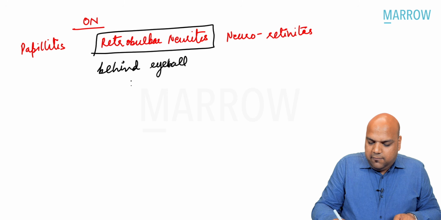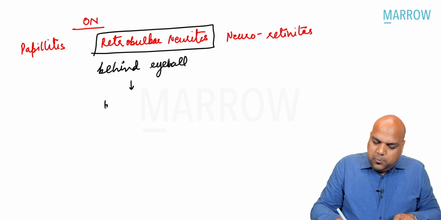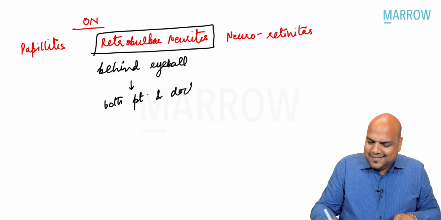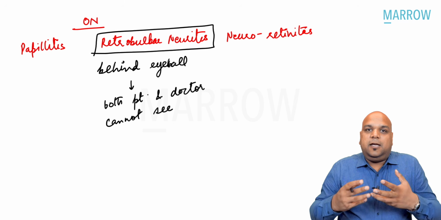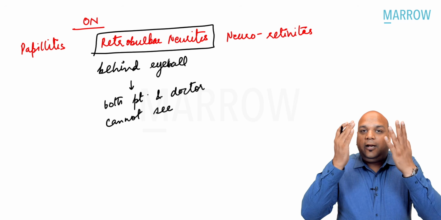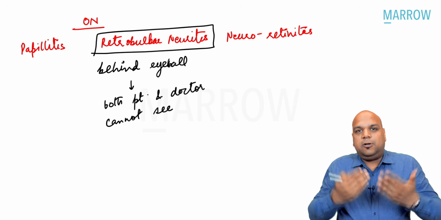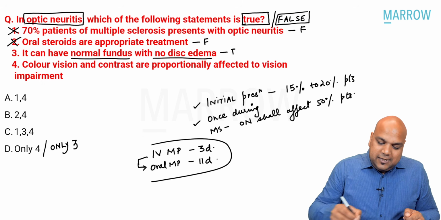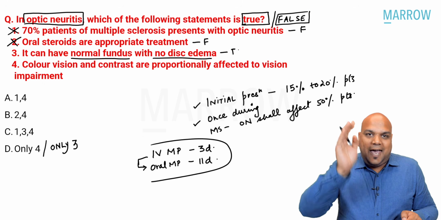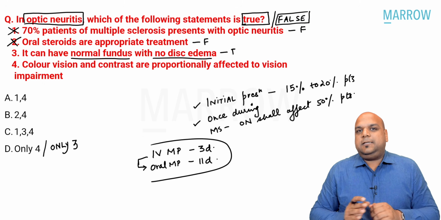We may have remembered, we read it like this: both the patient and doctor cannot see anything. Yes, both patient and doctor cannot see. Patient cannot see because there is the disease of the optic nerve, and the doctor cannot see because there is no problem inside the eye. So the doctor cannot see the problem, but the patient cannot see the doctor. Right? So that's how we describe it. So we know, yes, it is true that optic neuritis can have a normal fundus with no disc edema.